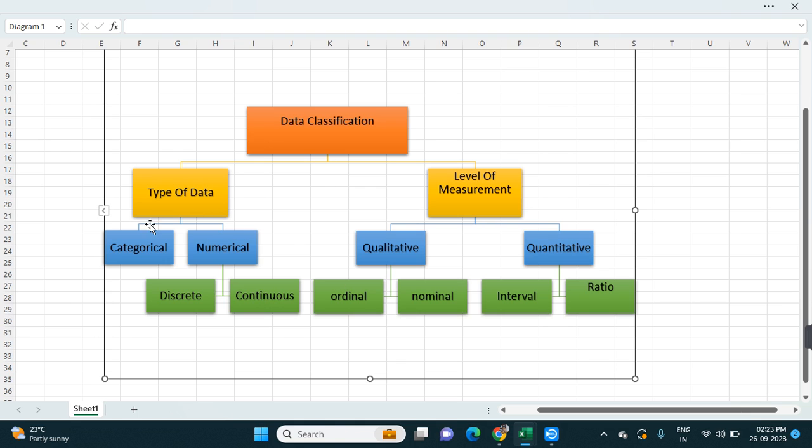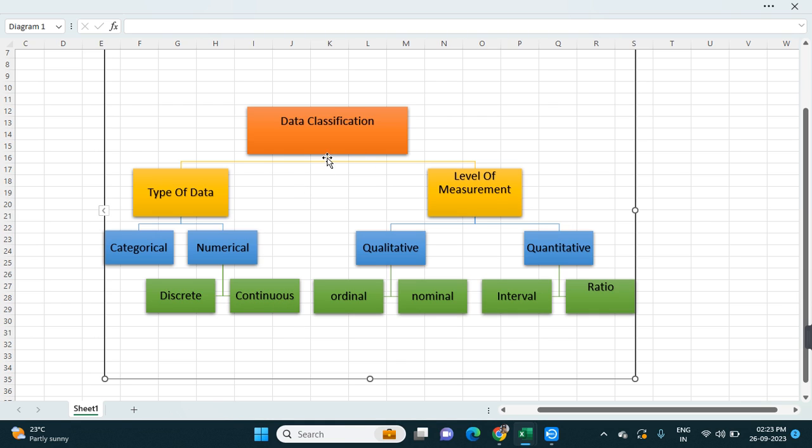Data is classified under categorical data and numerical data. Categorical means we cannot represent it in the form of numbers. In numerical, we can represent it in the form of numbers. In numerical data, there are two types, discrete and continuous. Discrete is complete data like 70, 50. Continuous data can be represented in the form of fractions.